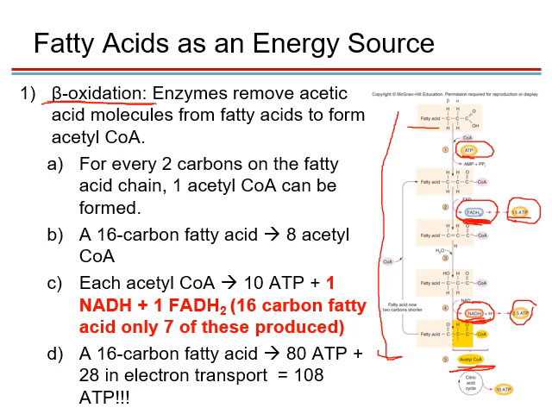So each time we cleave this, we are making 4 minus 1. So we can get 3 ATP for each time we cleave off 2 carbons from our fatty acid chain. But what else do we create each time we cleave off 2 carbons? We're making a molecule of acetyl-CoA.